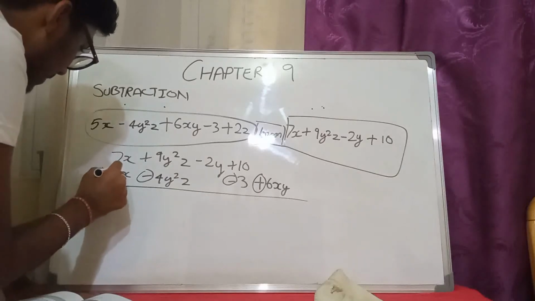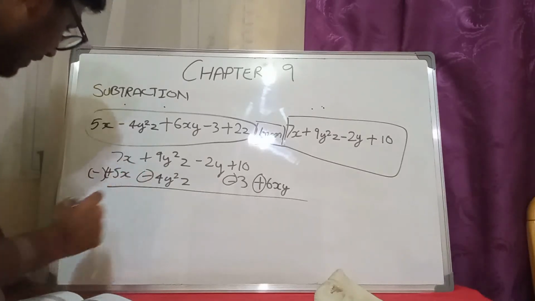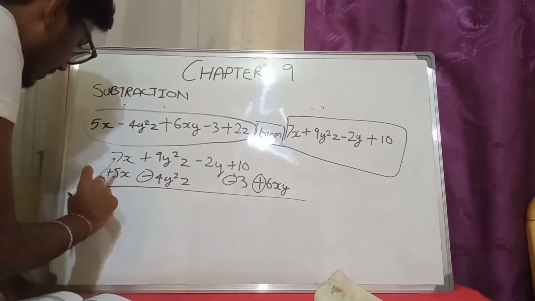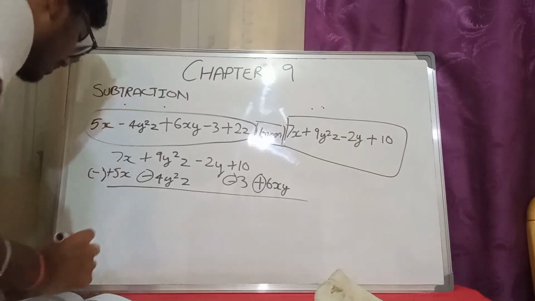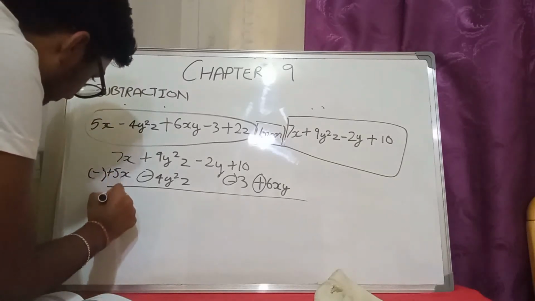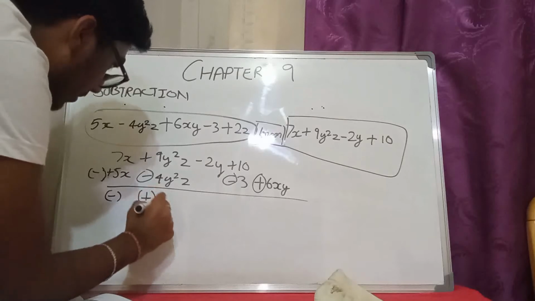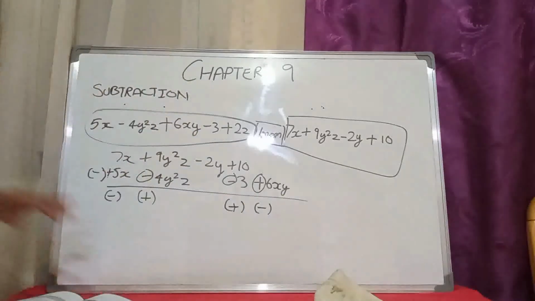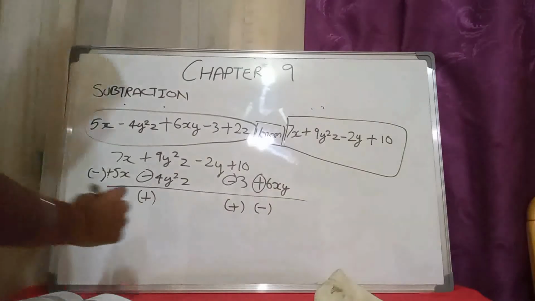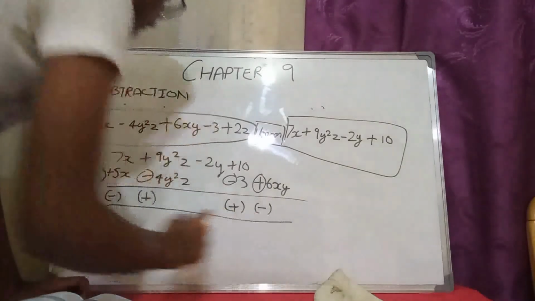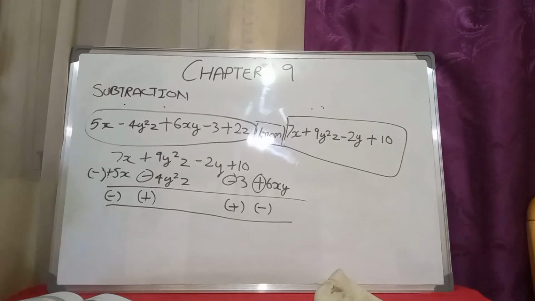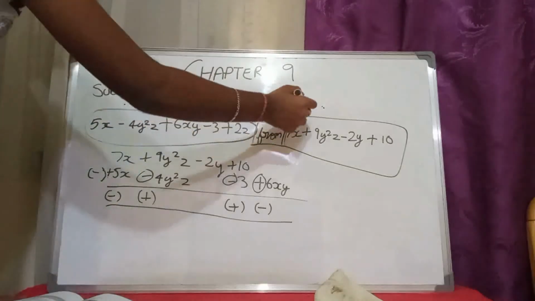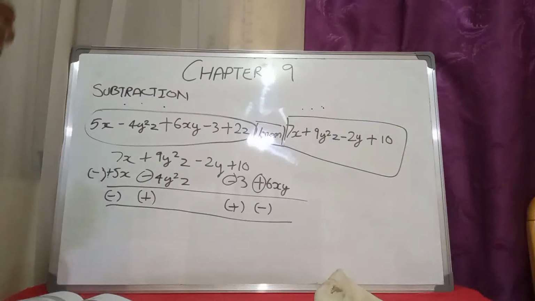So this is normally positive, 5x, as nothing is present, that means it's positive. When we come to the next, this will become negative, this will become positive, this will become positive, and this will become negative. So the sign changes. In subtraction we have to remember that the sign changes of the second number. That's why we said in the starting itself that we cannot change the order of these. In subtraction we cannot change the order of the expressions.